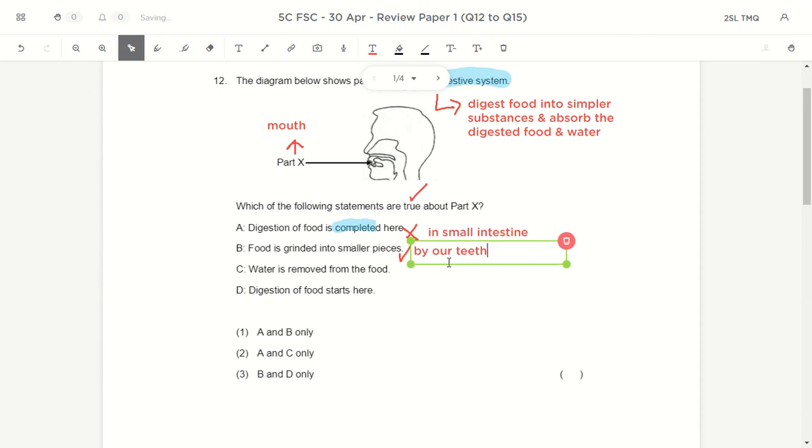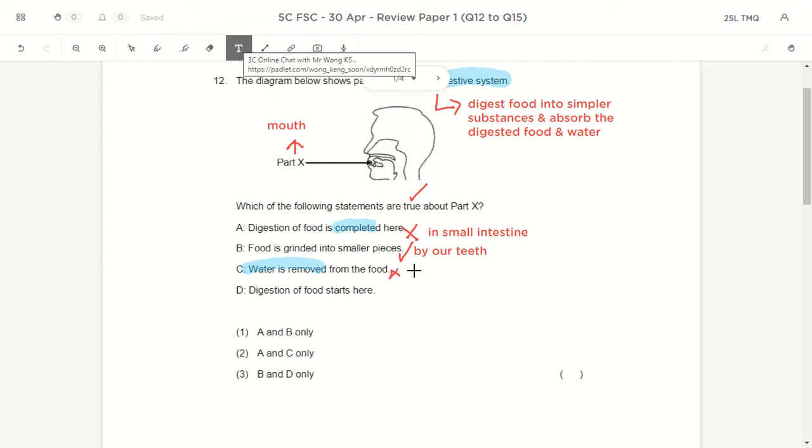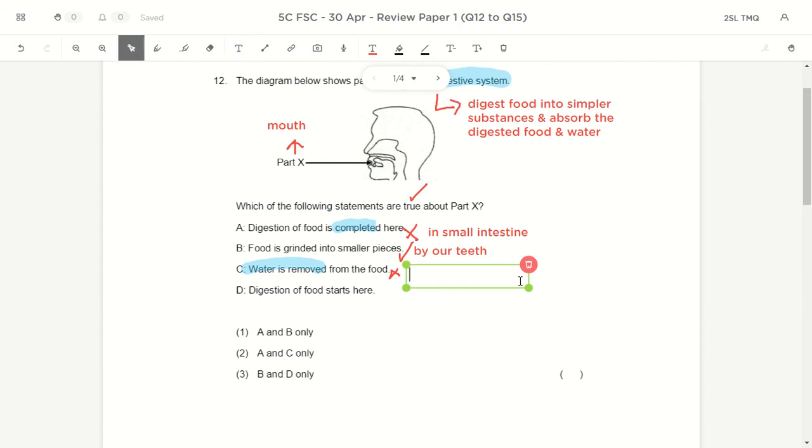And then for the next one, water is removed from the food. It's not done by the mouth, it is done by the large intestine. So removal of water or absorption of water is done in the large intestine. Absorption of digested food is done in the small intestine when it is completely digested.